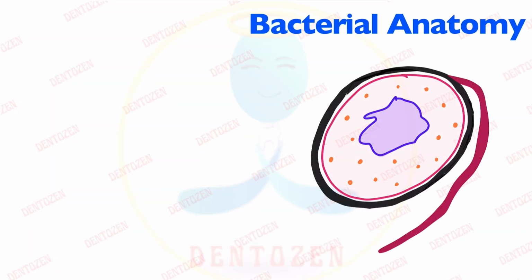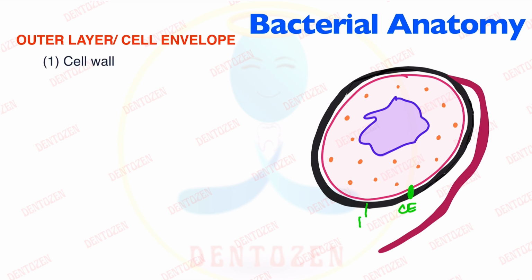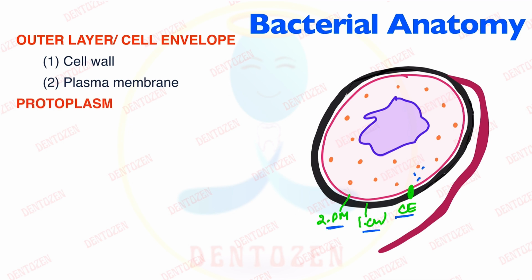Now, when you look at a bacterial cell, what can you see? You can see an outer layer which is also called cell envelope, which further has two parts. The outermost is called cell wall and inside to that is called the cell membrane or the plasma membrane. So we have cell envelope which has cell wall and plasma membrane. Now inside of this cell wall we have protoplasm, which is made up of cytoplasm and the inclusions, and then we have nuclear body or nucleoid.